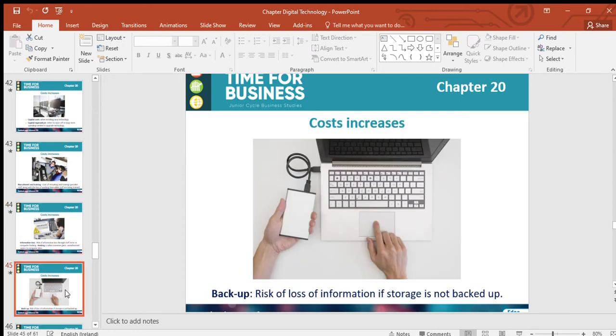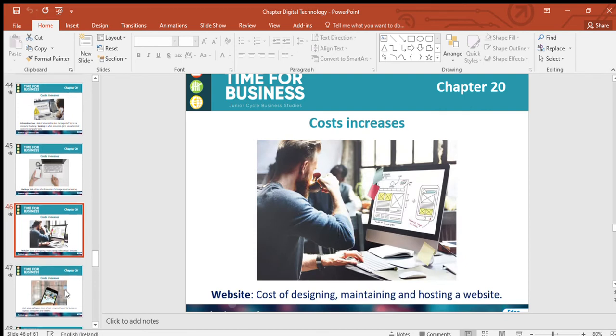Backup. I know this myself to be a pain. Backing up: there's a risk of losing information if storage is not backed up. It's always important that you have some form of backup, that you have saved your information somewhere else in case you lose the first point of storage.